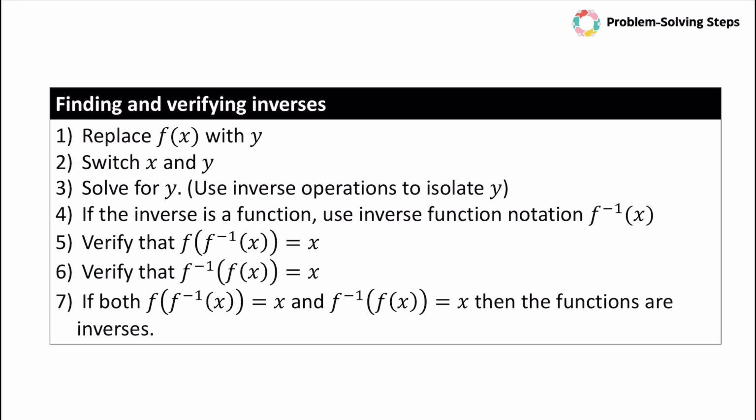So first we're going to go through all the steps of finding the inverse. We're going to replace f of x with y, and then we're going to switch x and y and solve for y using our inverse operations. And then remember, if the inverse is a function, we're going to use inverse function notation. Then we're going to do the composition of both. We're going to do f of the inverse and see if that equals x. And then we're going to do the inverse of f of x and see if that equals x. So if both of these compositions are equal to x, remember, then the functions are inverses.